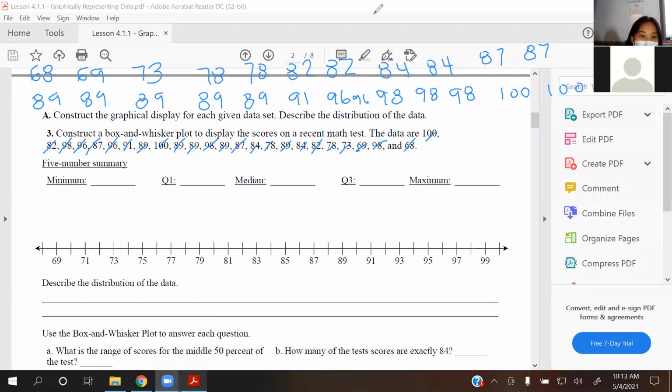So the five number summary is going to be the minimum, the first quartile, the median, the third quartile, and the maximum. Let's start off with the basic stuff, so the minimum, 68, and the maximum is 100.